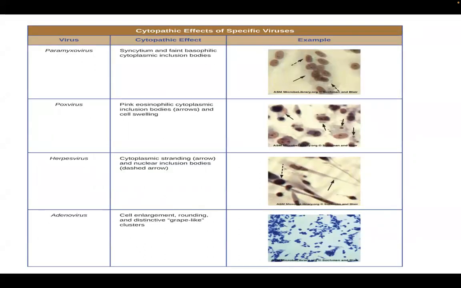And this slide shows some cytopathic effects from some viruses that are well known to cause CPE. For example, the adenovirus that causes rounding and grape-like clusters. We can see this one down here. And herpes virus that causes cytoplasmic stranding and nuclear body inclusions.